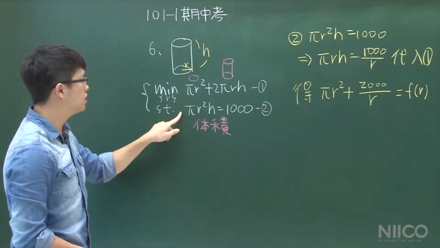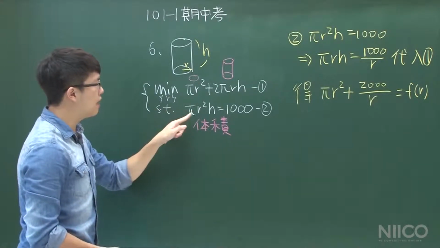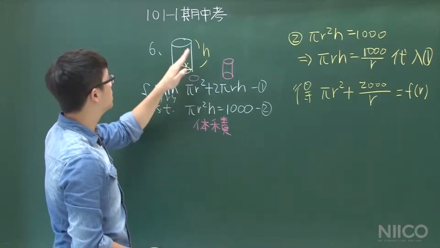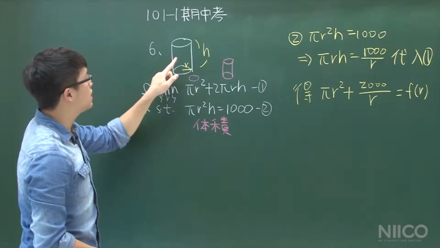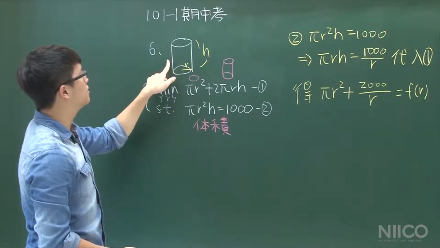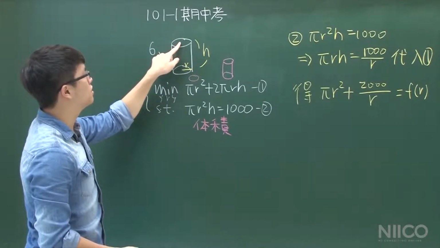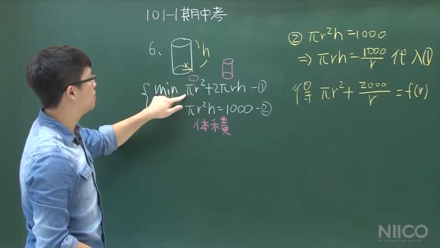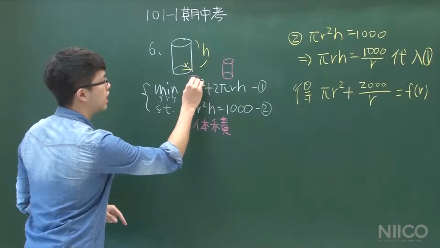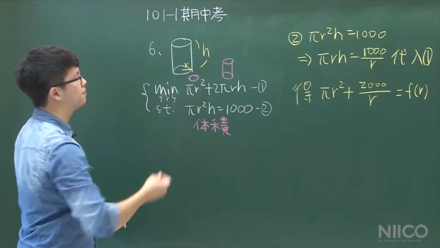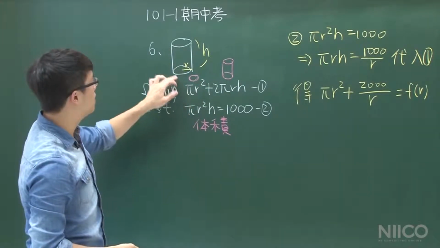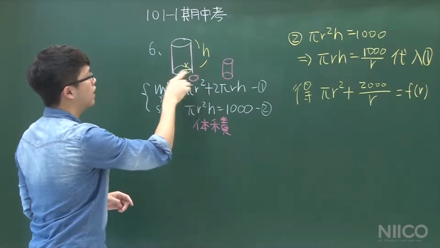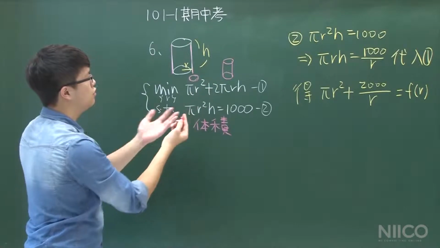this cup is h. Now we want to find the minimum value of pi r squared plus 2 times pi times r times h, such that the volume of this cup is basically 1,000. So we have these two formulas. One is the volume of this cup, which is pi r squared times h, and this is equivalent to 1,000. Now we want to find the minimum value of pi times r squared plus 2 times pi times r times h. Well, we want to minimize the surface of this cup.